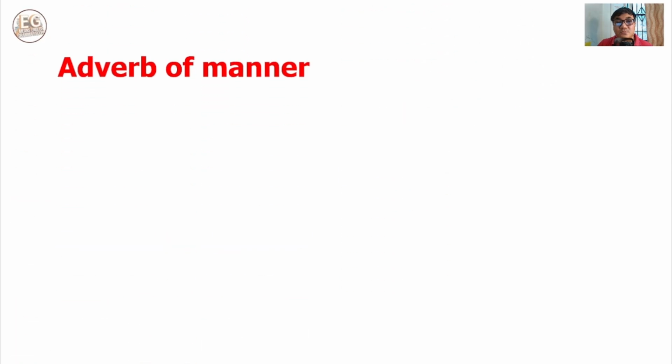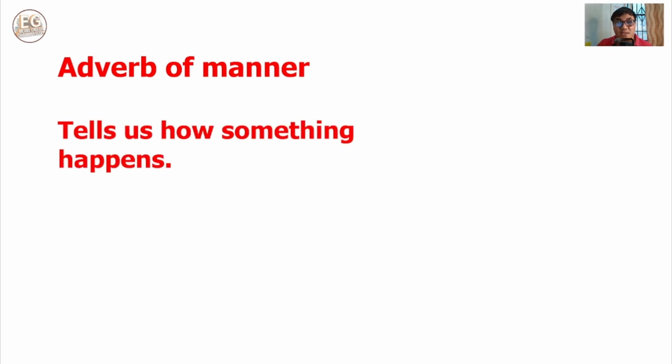Let's continue. Now, let us learn about the kinds of adverbs that we have in English grammar. The first one is adverb of manner. Yes, what does it tell? It tells us how something happens. It tells us how an action is performed or done. Like in the sentence, she spoke softly. Yes, the person spoke softly. So it tells us how she spoke. Softly is the adverb in this sentence.